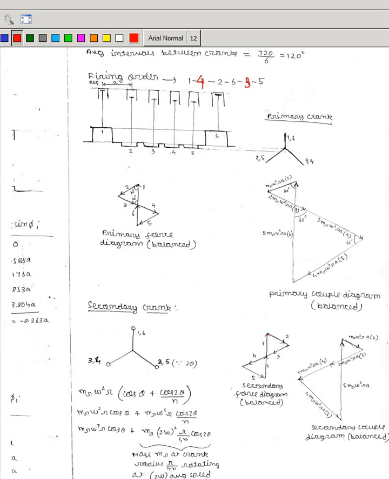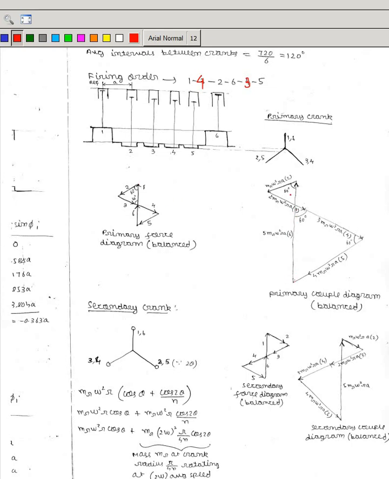So this is a secondary crank diagram, this is a secondary force diagram, very similar to this, and this is the secondary couple diagram. While drawing the couple diagram, you remember, though the couple is actually perpendicular to the plane of the inline engine, we are showing all the couples along the forces. So since here the distances are all positive, all the couples are along the forces, but if the distance is negative, then the couple would be just in the opposite direction of the force.